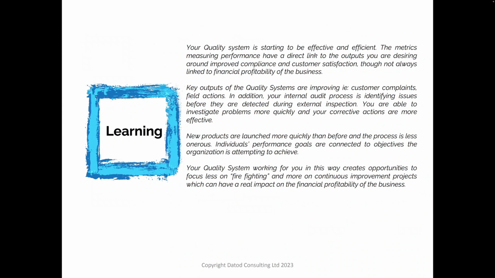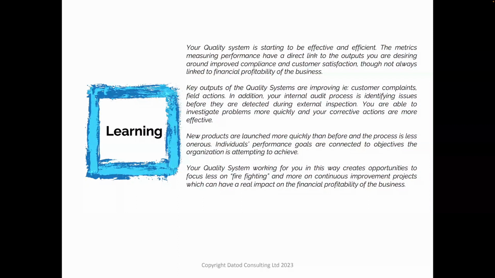And once an organisation moves into learning, it's becoming more effective and efficient in how it's running the quality system. Metrics have a real direct link to the outputs you want to achieve in terms of improving compliance and customer satisfaction, and largely, but not always, the financial profitability of the business. Key outputs of the quality system are improving, so complaints are moving in the right direction, field actions are moving in the right direction. The internal audit process is better at detecting problems prior to inspection, and an organisation sitting at learning is getting better at investigating problems and applying corrective actions in a more effective manner.